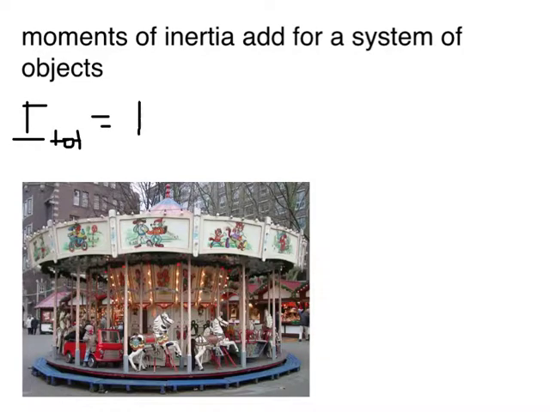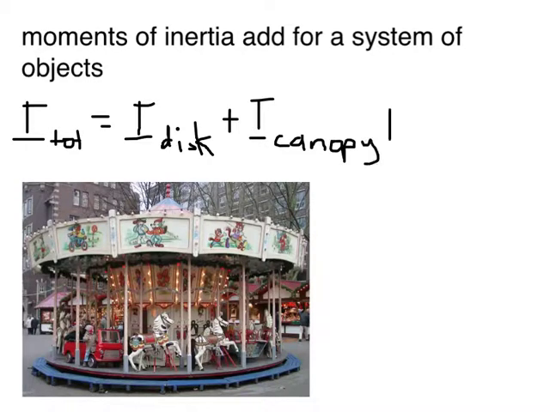would equal the moment of inertia of the disk that everything is resting on. Add to that the moment of inertia of the canopy. Add to that the moment of inertia of the horses. And I do see that there's like a car on here too. This is a somewhat eclectic carousel.